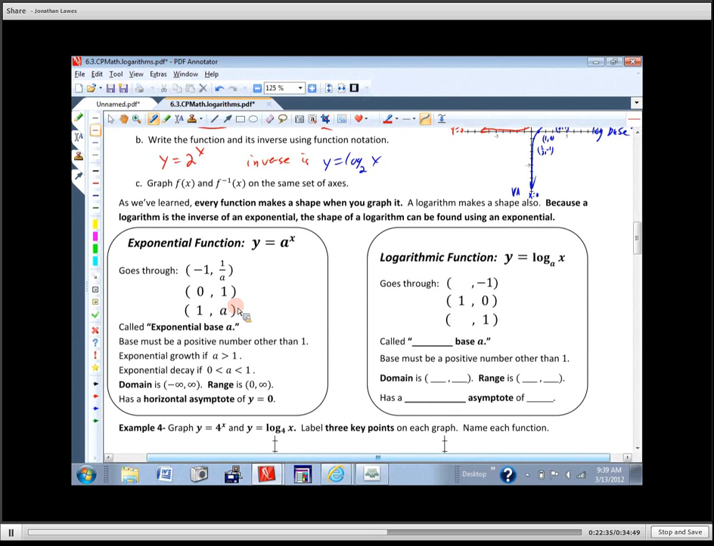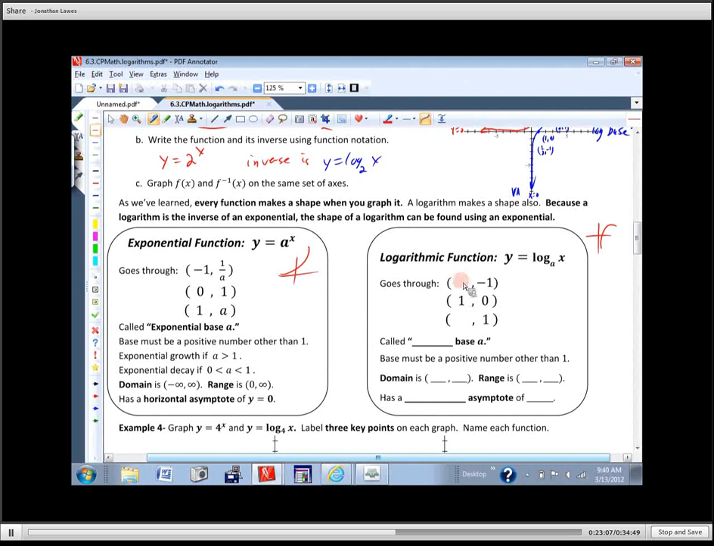Because remember, every function makes a shape when we graph it. Exponentials make these shapes, exponential growth or exponential decay, and logarithms make these shapes. These have a horizontal asymptote, these have a vertical asymptote. So let's go ahead and fill in the blanks. Again, all we're doing is just switching the x stuff for the y stuff. So instead of having x's that are negative 1, 0, and 1, we know the y's. Instead of this y being a 1, this x is a 1.